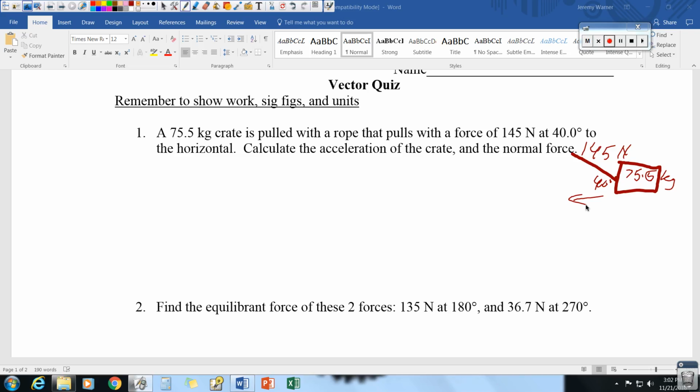So if we want to find horizontal, we need the adjacent, so we're going to use cosine. So cosine of 40 degrees is going to be equal to the adjacent, which is what we're trying to solve for, over the hypotenuse. But remember, if we do a little bit of algebra, we're going to go ahead and multiply that by that hypotenuse. So 145 times the cosine of 40 degrees, that gives us the adjacent, which is 111.